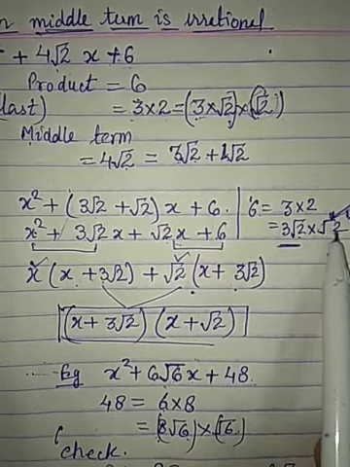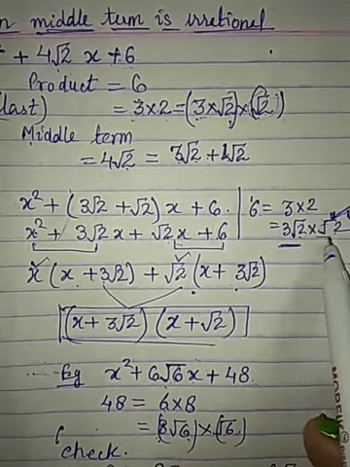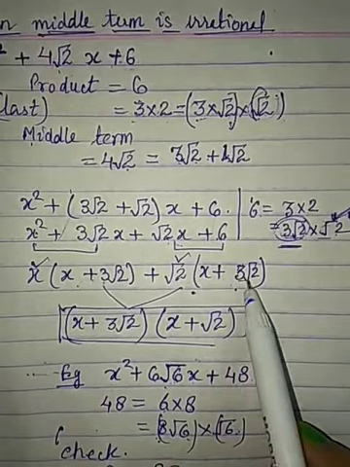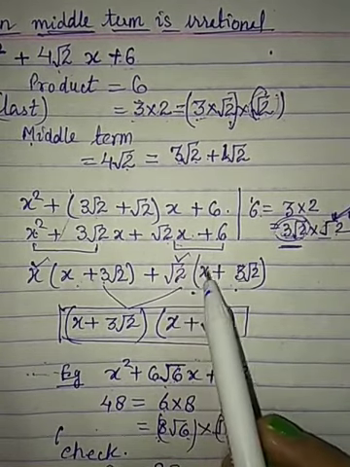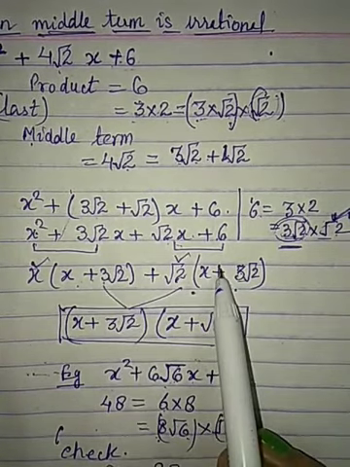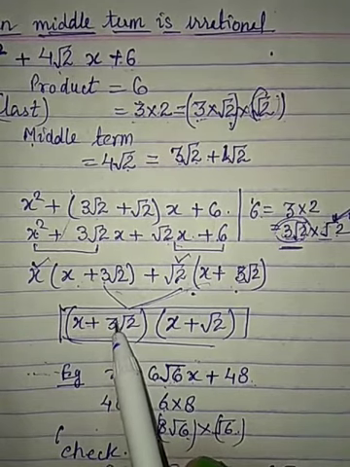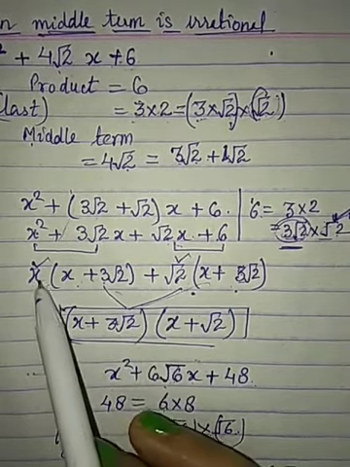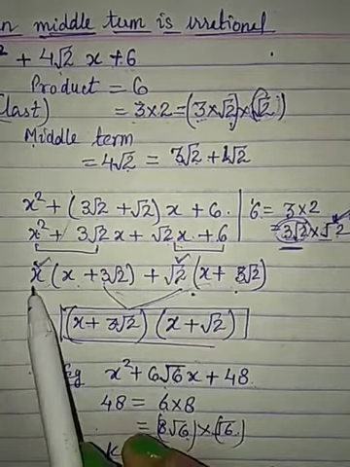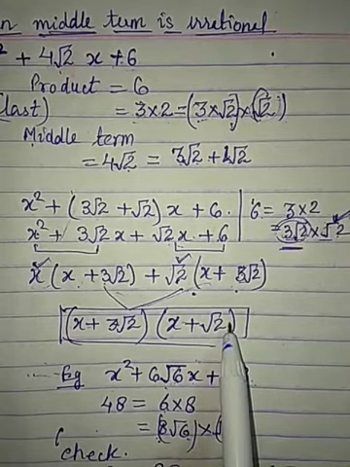Now we need only root 2 common. Root 2 is already taken here as common, so I have put a tick here. What is left here? 3 root 2. This 3 root 2 will now be under the bracket because root 2 is common: x plus 3 root 2. Now we see x plus 3 root 2 and x plus 3 root 2 are common. Take it as one part: x plus 3 root 2, another bracket. What is left here? x is left and root 2 is left. Take these two terms together under the bracket. This is done.